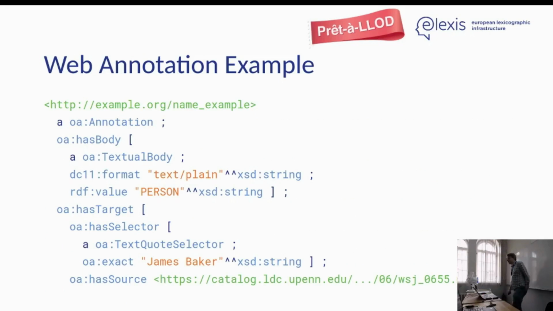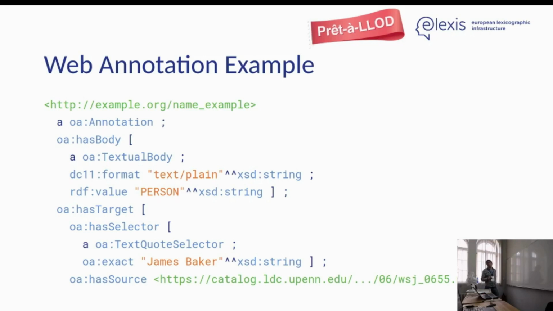So, here's a simple example of a web annotation. As I was saying, we have a name for our annotation, so there's a URL, example.org/name. It is an example of an annotation. It has a body, which is a textual body. It has a format, which is text/plain, and it has a value, which is person. And it has a target. This target is selected by a text quote, where that text quote is exactly James Baker. And it has a source, which is this URL, slightly abbreviated to fit on the slide.